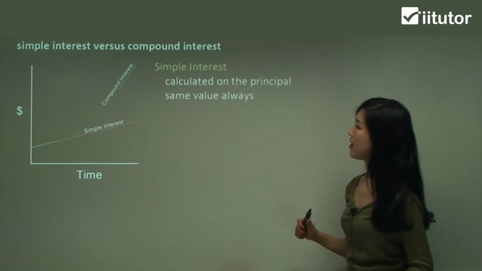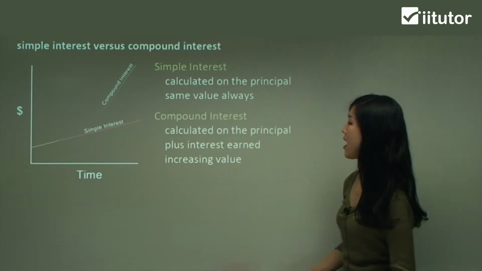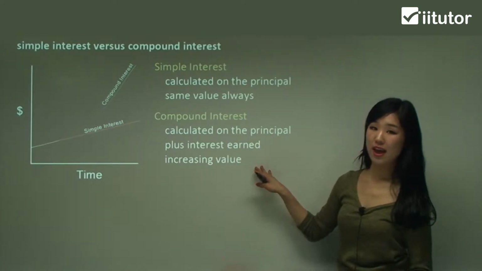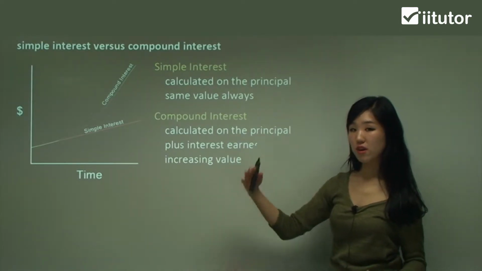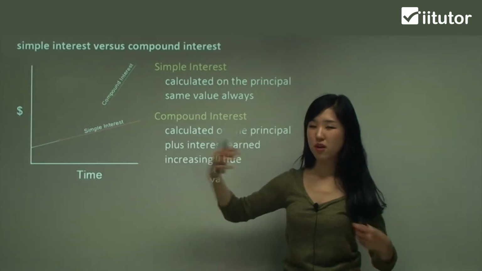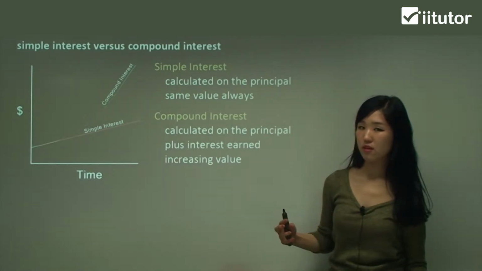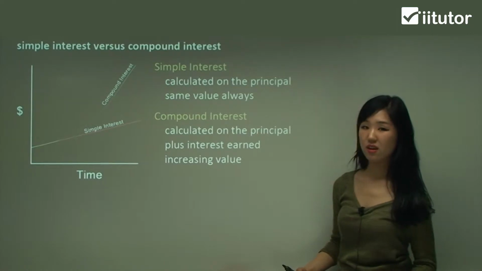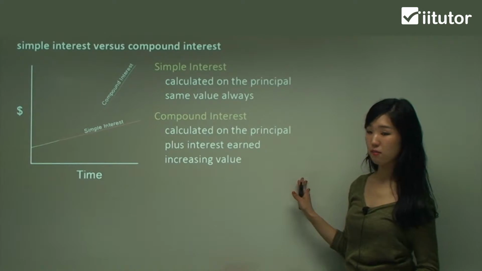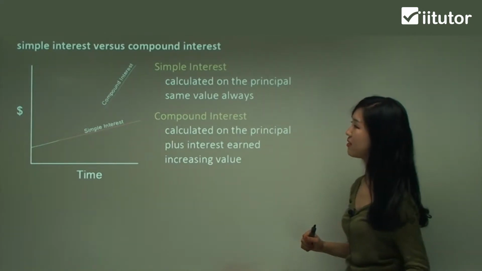Okay, so simple interest calculated on the principal, same value always, that's what I said. And compound interest calculated on the principal plus interest earned. So because the value is increasing over time, the interest being charged in the next period becomes much greater over time. So you must understand this difference to understand all the questions very easily. All right, so don't skip this part. Make sure you understand this fully before you move on. Okay, so let's try the next few questions.